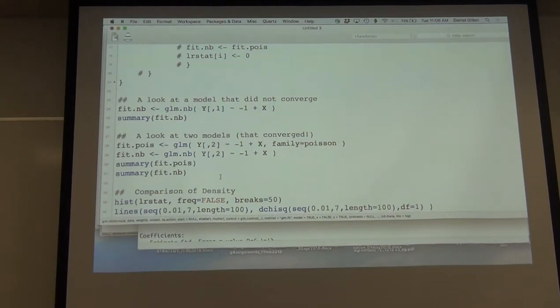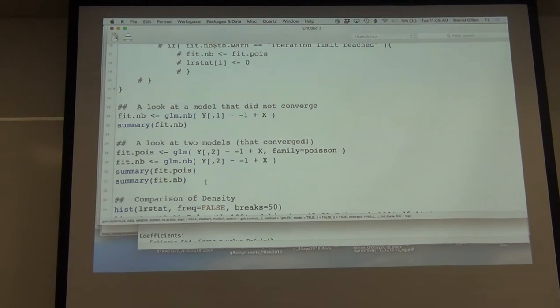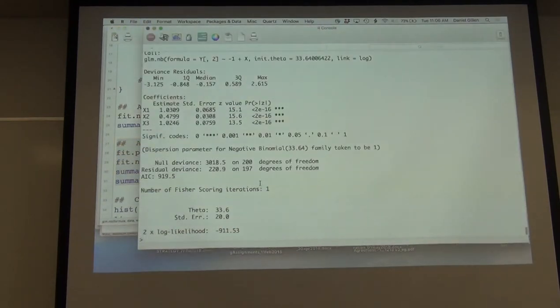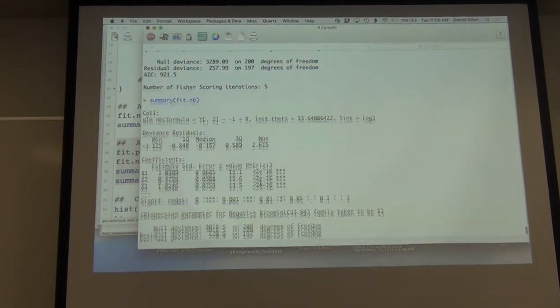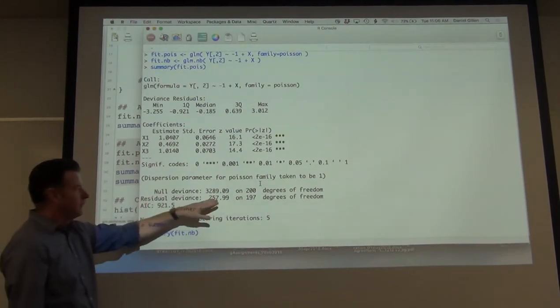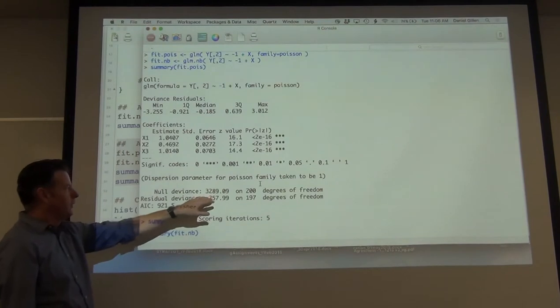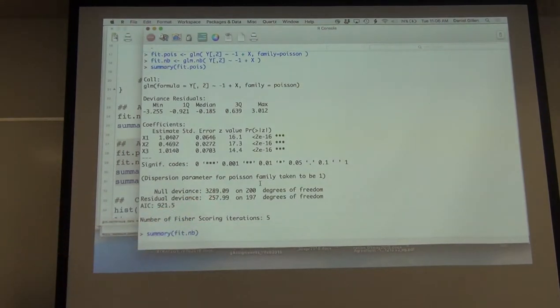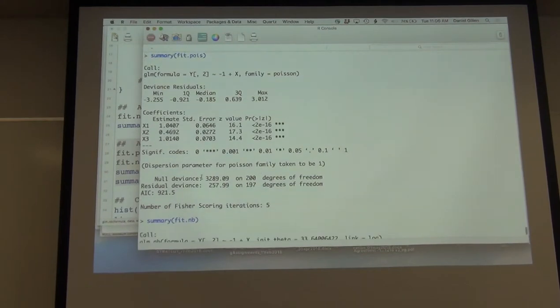People are seeing it. So what is happening? Let's look at two models that actually converge. If you didn't believe me, these models actually did converge. Again, these are just simulated data. The first one is the fit from a model for a Poisson distribution, a Poisson fit in glm. If you look at the null deviance and the residual deviance there, keep those numbers in mind. In particular, keep the null deviance in mind for a second.